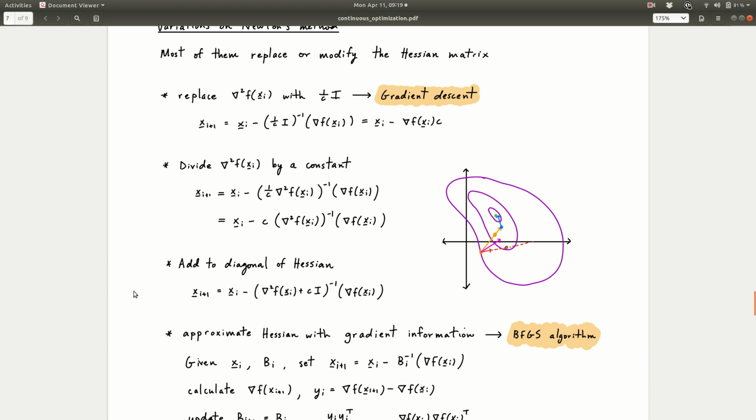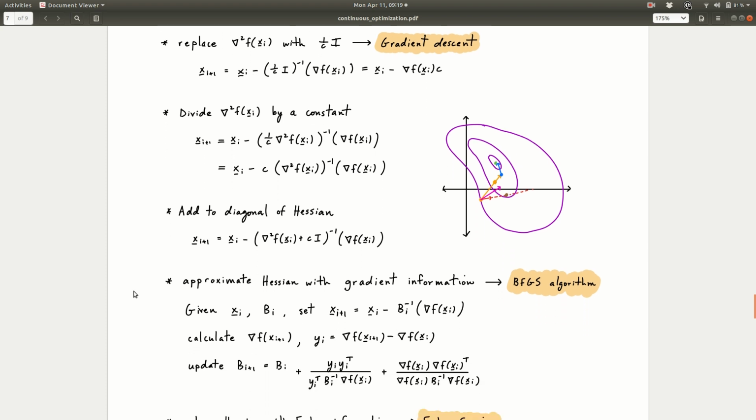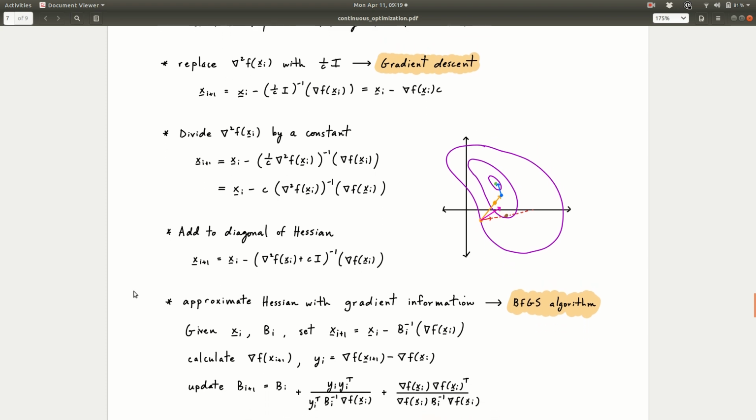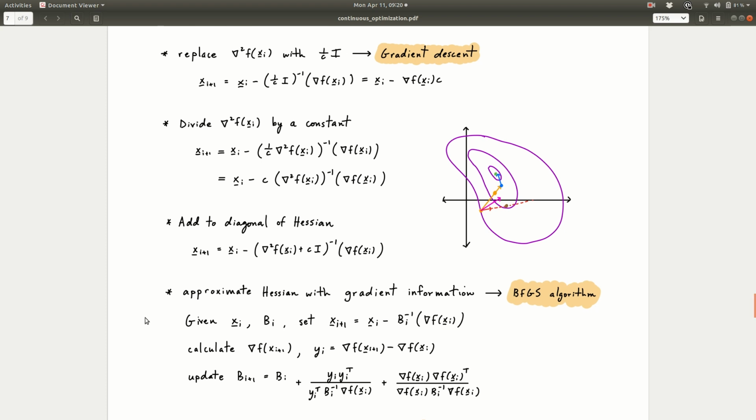In some cases, just like before, it may be too expensive to calculate the Hessian, or it may be too analytically difficult to figure out what the second derivatives are. And in those cases, we can try to approximate the Hessian using gradient information. I'm not going to go into detail on how or why this one works, but this is a popular one that's implemented in R called the BFGS algorithm.